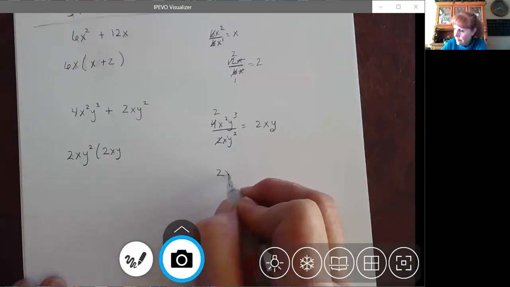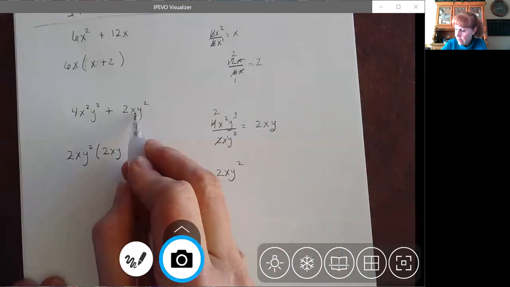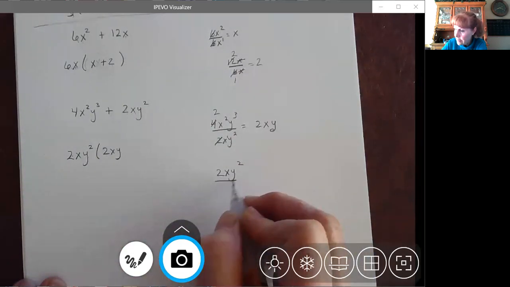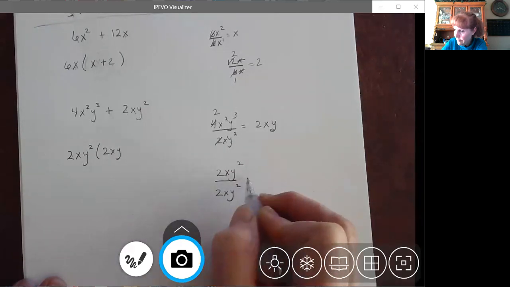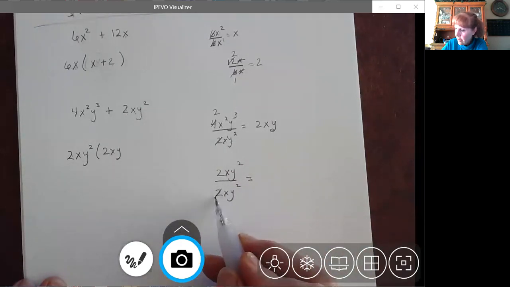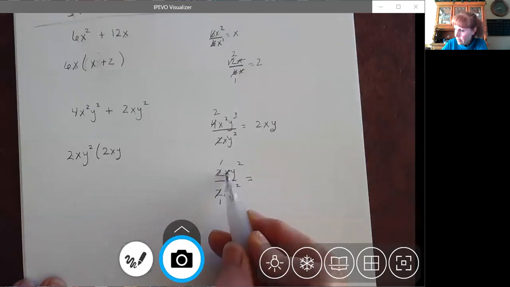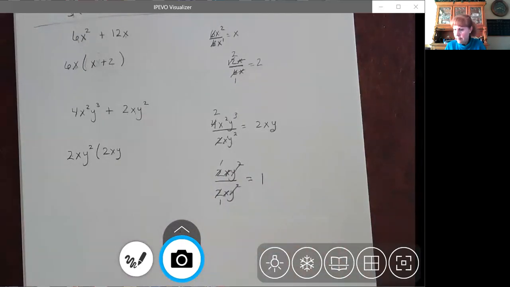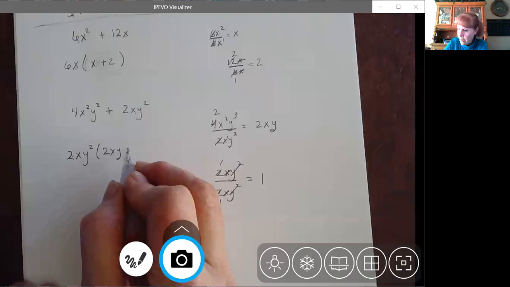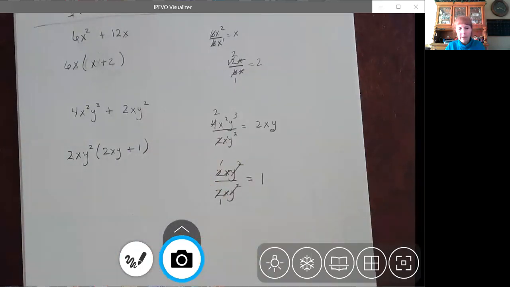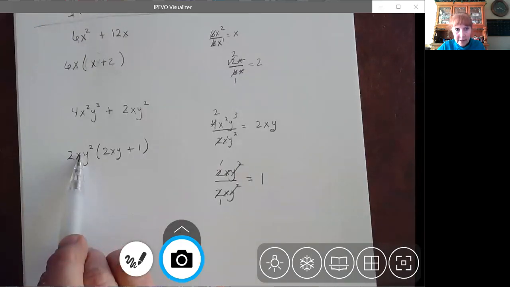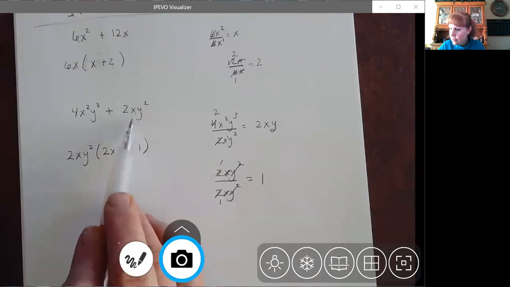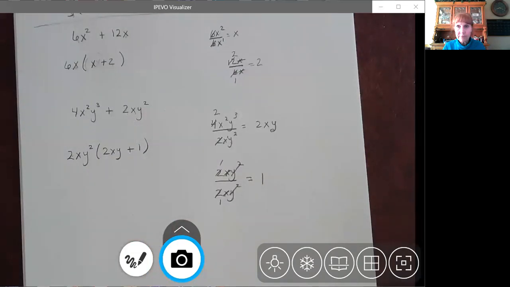Positive 2xy squared. Take our next term, divided by our greatest common factor. Okay, those cancel. Those cancel. We get a 1. Okay. So then we have plus 1. All canceled, so you're left with a 1. Multiply it out. If you take this times 1, do you get your original? Sure you do. Okay. All right, so that is part of factoring.